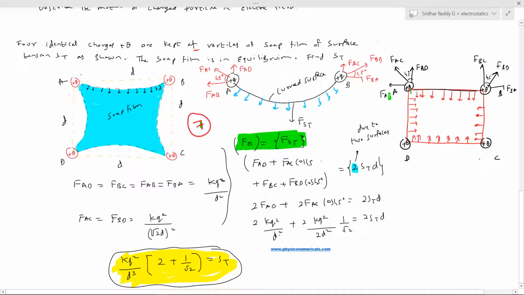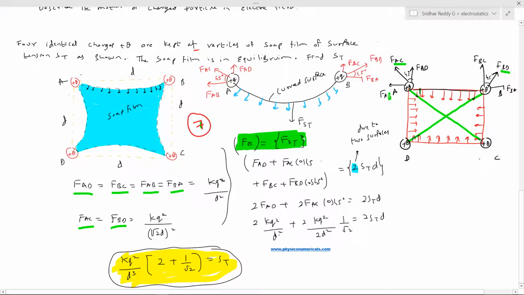No, this is FAB. So FAB, FBA, FBC, FAD should be equal and equal to KQ square by D square. And these are the diagonals. The interaction along the diagonal, FAC should be equal to FBD, which is KQ square by root 2 D square.